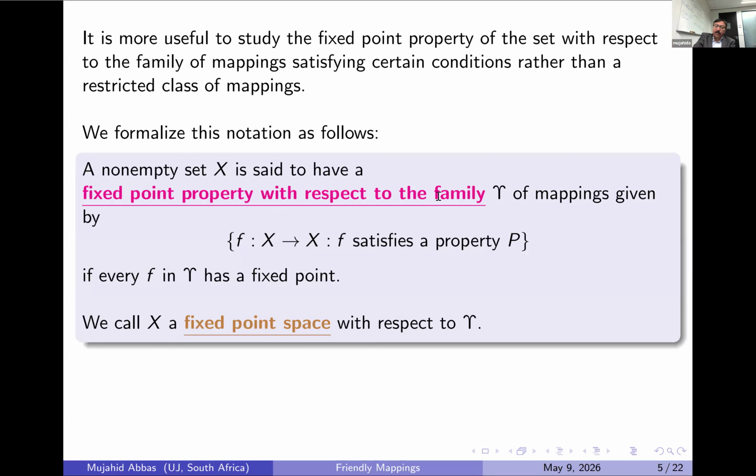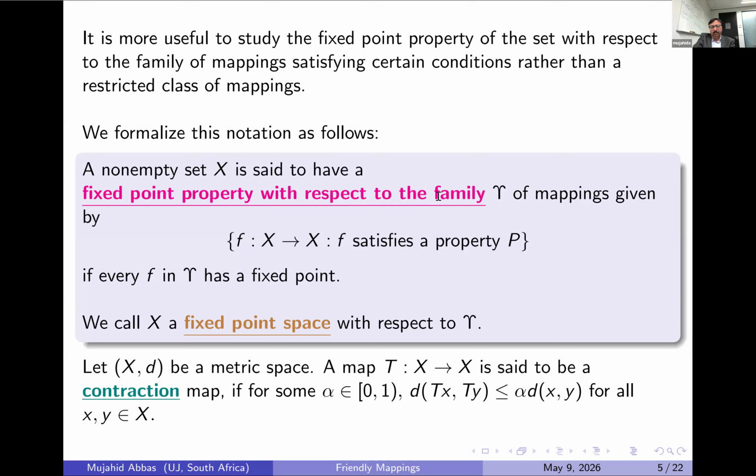Now, when I say that F satisfies certain properties, it could be the class of non-expansive mappings, the class of contraction mappings, the class of strictly pseudo-contractive mappings, it could be anything. What I'm saying is, you have a collection of mappings which satisfies a certain property, and every element of this collection has a fixed point, and our space is said to be a fixed point space with respect to that family of mappings.